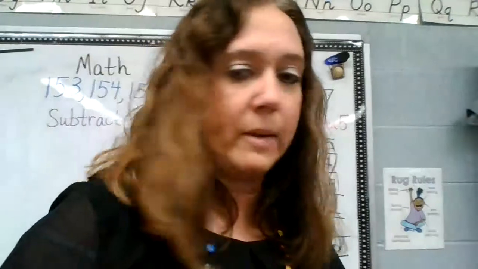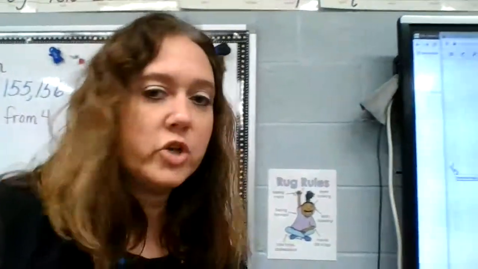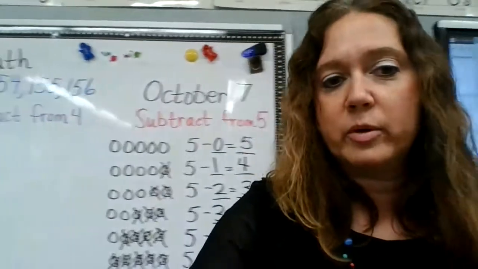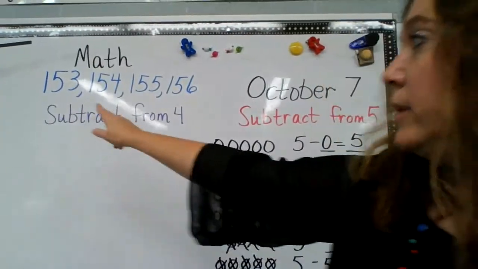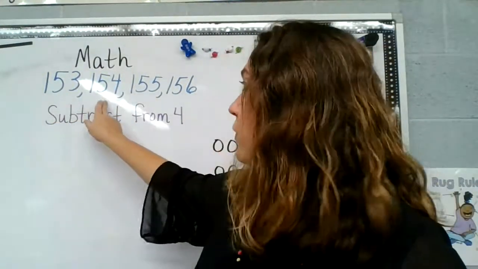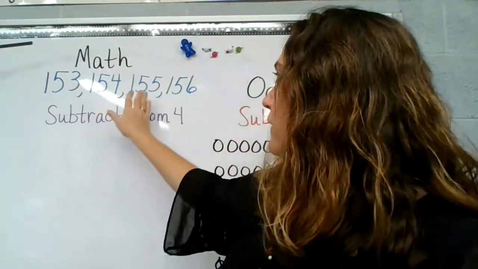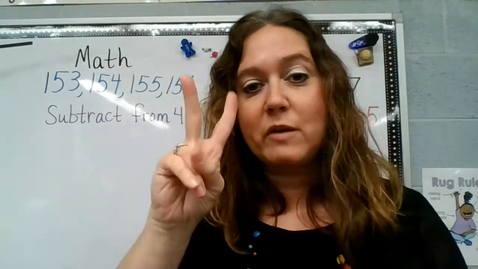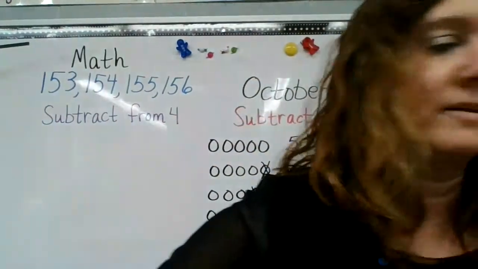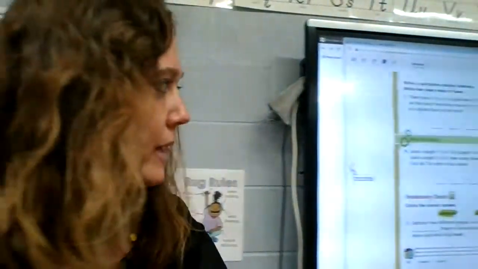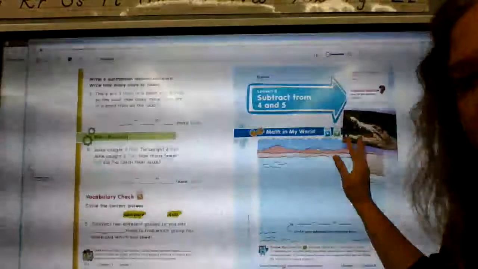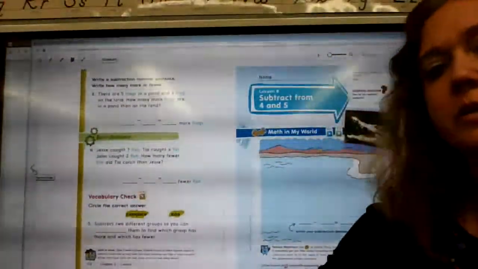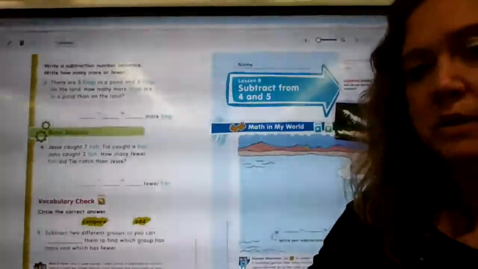Okay, so get out your paper if you haven't already. Remember, I'm going to pull it back over here to remind you. Page 153, 154, so it's back to back, 155, 156. So you have 2 pages, but they have 2 sides, like always on our math papers. So this is the page, not this page, but this page. Subtract from 4 and 5. You're going to need a pencil.